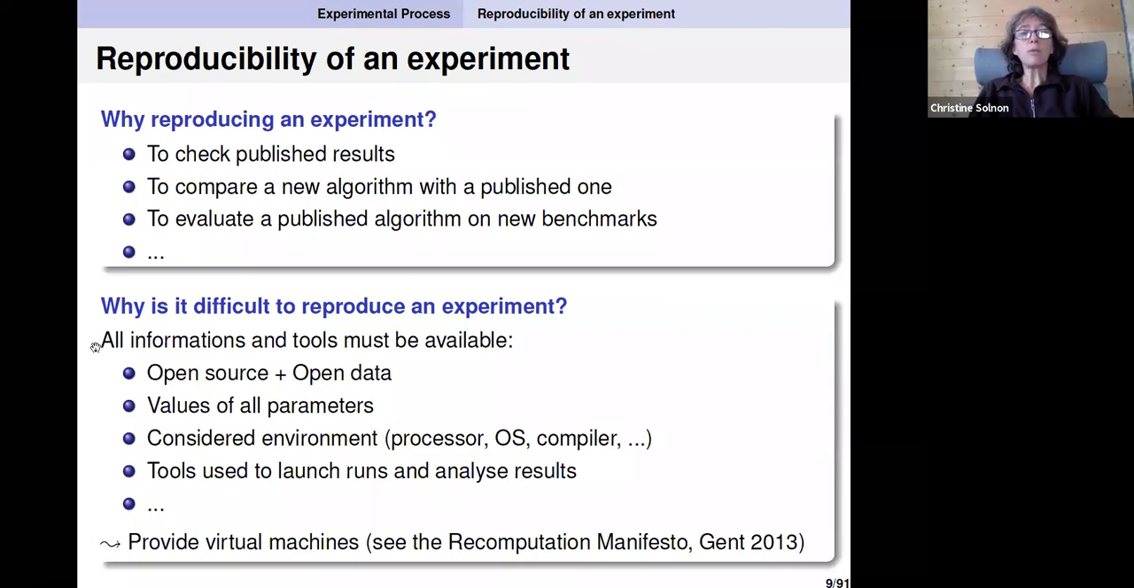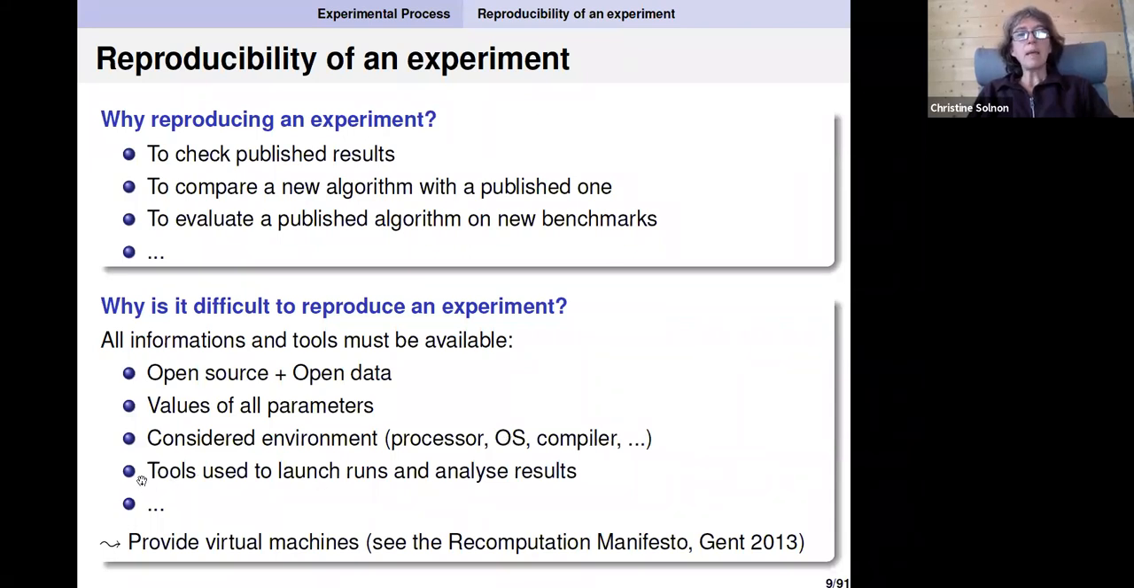It is difficult because we need to have all information and all tools. And this is not only the source code or the executable code. You also need to have all data, in particular benchmark instances. You need to know all parameter values. You need to have all details on the environment, the processor, the operating system, the compiler.